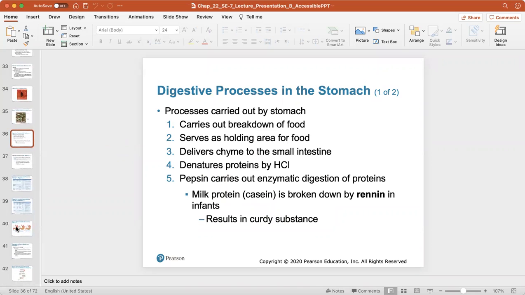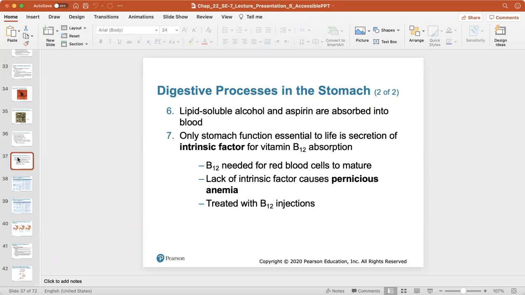So then, the digestive processes carried out by the stomach. It helps to break down your food. Your stomach serves as a holding area for the food. It delivers chyme eventually into the small intestine. It denatures proteins with hydrochloric acid, and then pepsin carries out the enzymatic digestion of proteins.